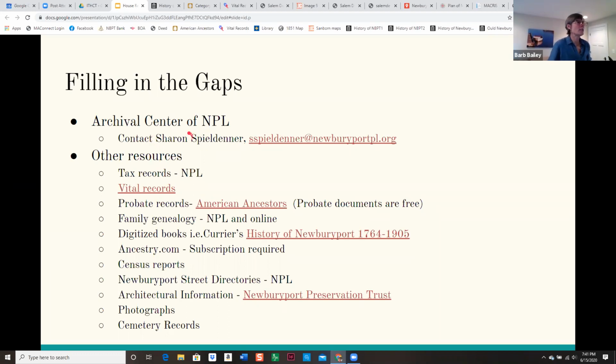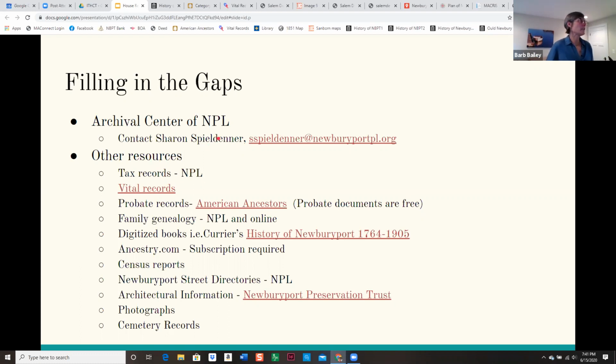And then Sharon Spieldenner is the head librarian in the Archival Center, and she is super, super helpful, super, super nice. I'll be sending you her email address so you don't have to write it down. But she's available. She knows I'm giving her information out, so she can help you if you run into a dead end and you have a question. She might be able to help you.